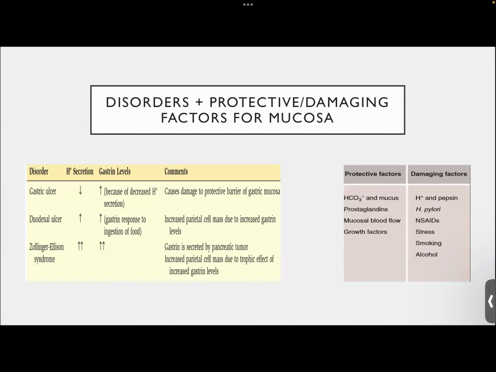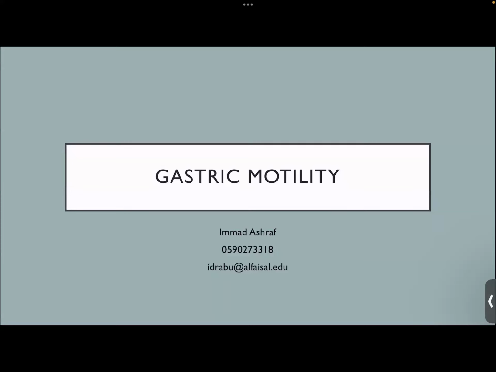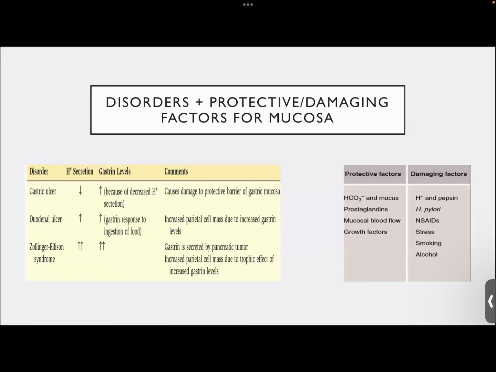So now one last thing. I promise. Look. This is the next lecture, and we're done with this lecture. Protective factors for mucosa and damaging factors. So what protects the mucosa? The first thing we said is the mucus itself, released by the mucosal cells. We have the bicarbonate, which is released also by the mucosal cells, and this neutralizes the acid and prevents it from hurting the stomach. We have prostaglandins.